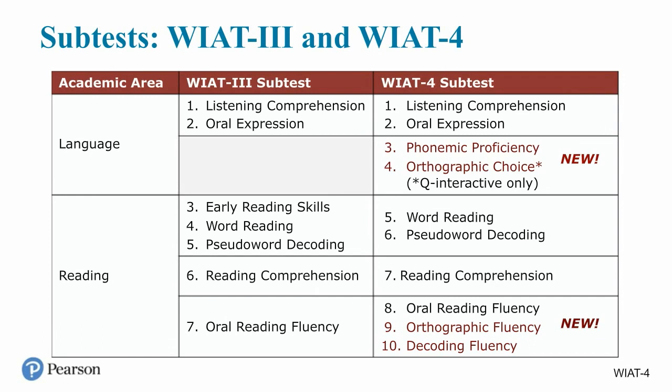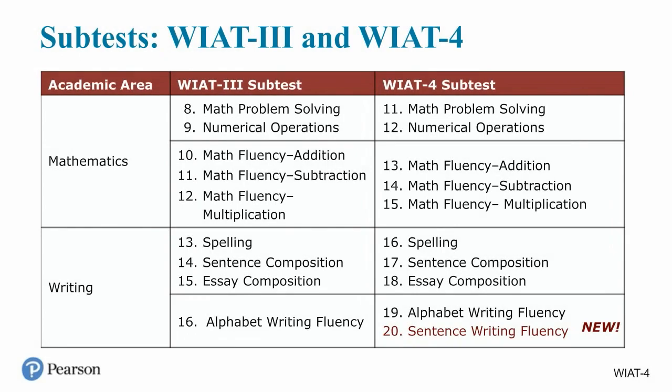The reading subtests assess basic reading, reading comprehension, and reading fluency. The early reading skills subtest from the WIAT-3 was dropped for WIAT-4, and the WIAT-4 includes 2 new reading subtests, orthographic fluency and decoding fluency. Both WIAT-3 and WIAT-4 also assess math and writing. The math subtests are the same on the WIAT-3 and the WIAT-4. For writing, 1 new subtest was added for the WIAT-4, the sentence writing fluency subtest.